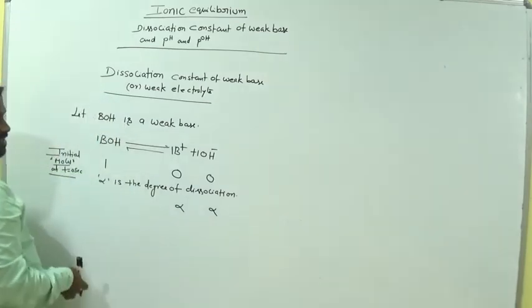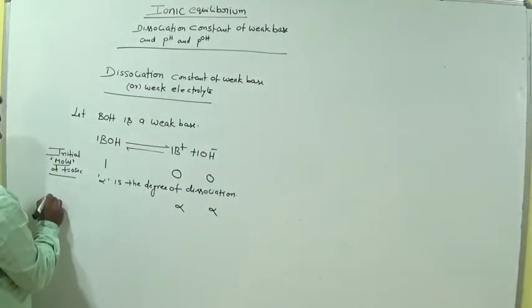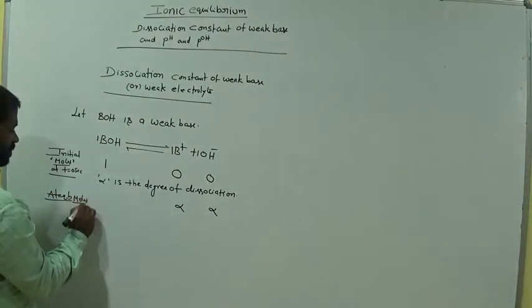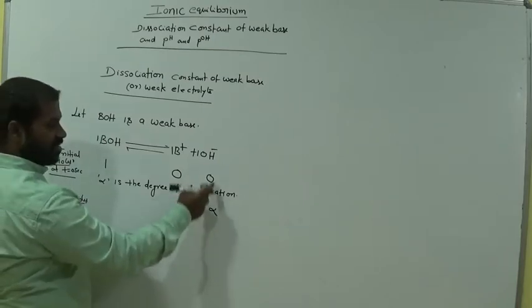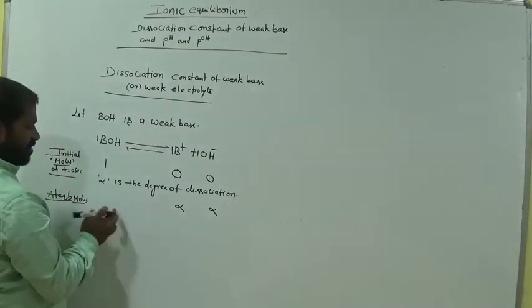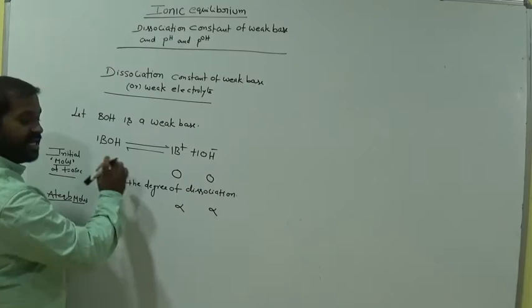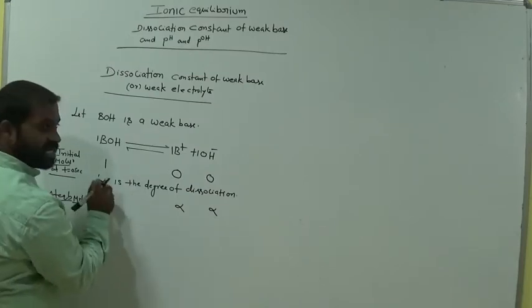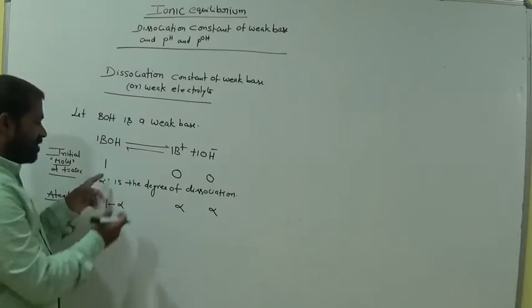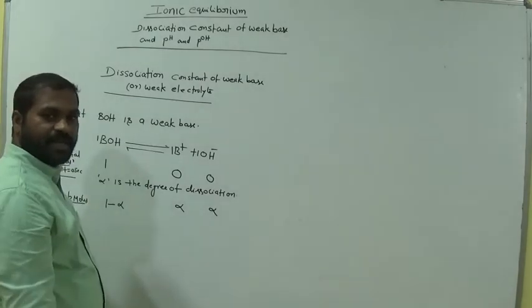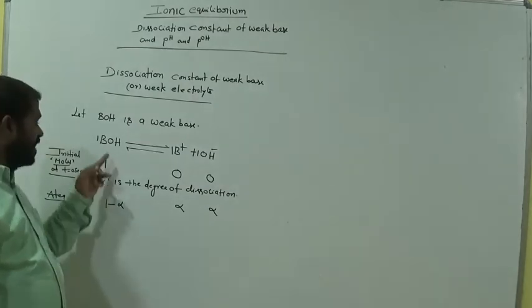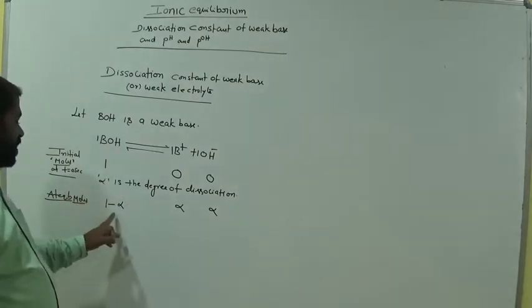Is it clear? Now the number of moles at equilibrium. How many moles are formed on the product side? Alpha moles of OH minus. These are equilibrium moles. Remember this. Alpha moles are increased, so alpha moles of BOH are decreased. The remaining moles out of 1 is 1 minus alpha, since alpha molecules are converted to product. So the remaining moles of BOH at equilibrium is 1 minus alpha.